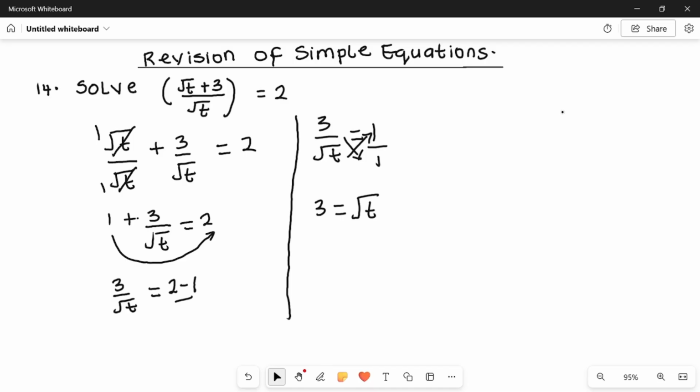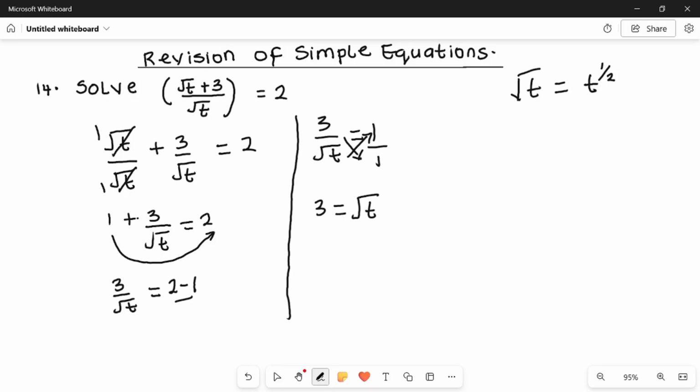Remember, root t can also be written as t raised to power 1 over 2. This is from our fractional index. You can check it up in our previous video when we talked about fractional index. I'll drop the link in the description below. That root t is the same thing as t raised to power 1 over 2, right?